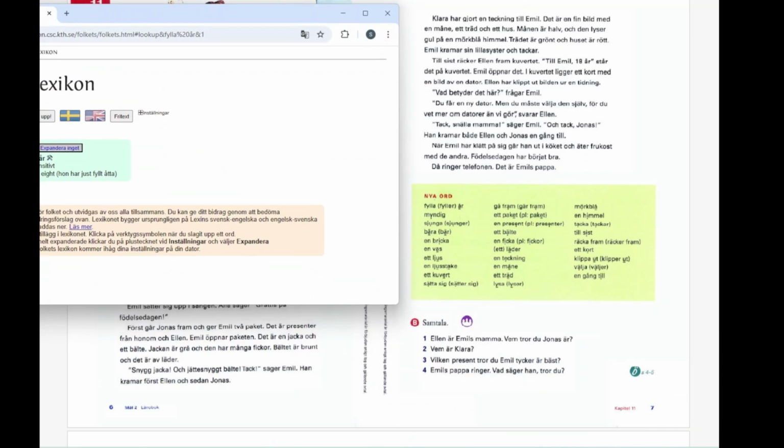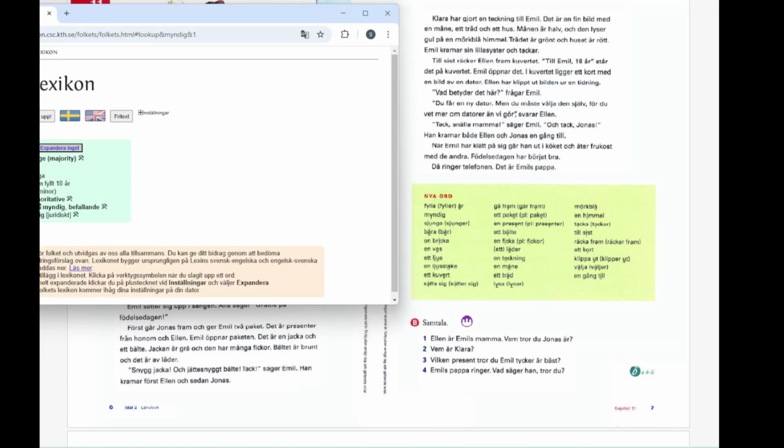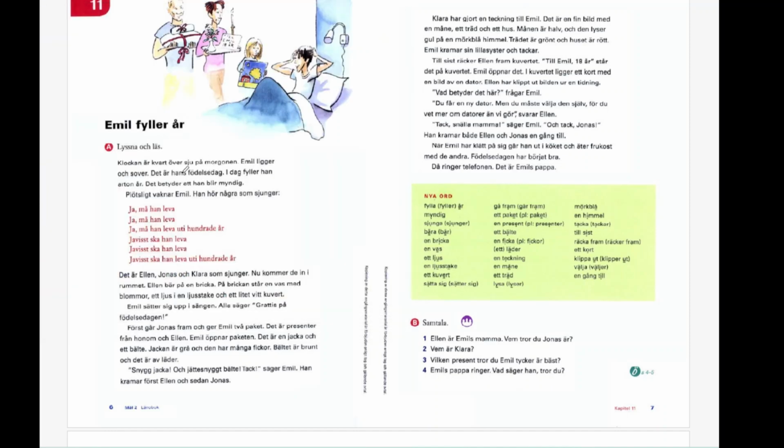Myndig is responsible, in the sense of when you turn 18 years old. So if I write myndig here, it means authoritative. If you want to hear how the word is pronounced, you can also click here. Yeah, myndig. So he turned 18 years old and he became responsible, or I would say myndig på svenska. Sjunga is singing.